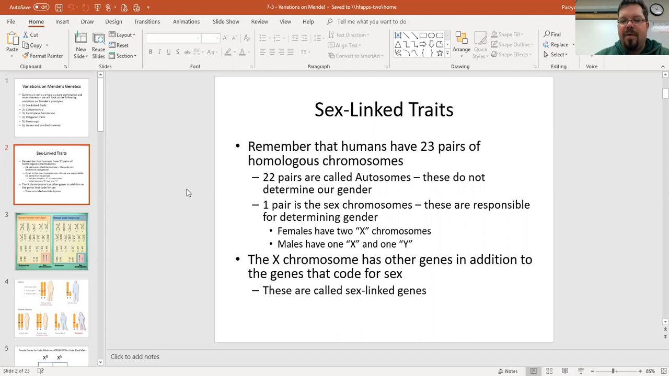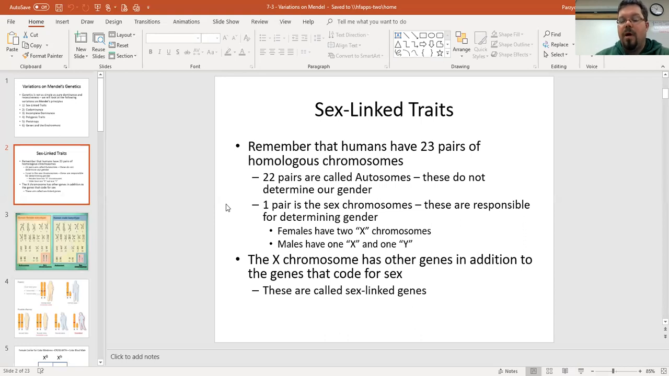That one pair, they're called the sex chromosomes. They're responsible for determining gender. Females have 2 X chromosomes and males have only 1 X chromosome and what's called a Y chromosome. The X chromosome has other genes on it in addition to the genes that code for sex or gender. So the X and the Y chromosomes do contain some genes that are responsible for other traits or characteristics. Their main trait they help determine is gender.